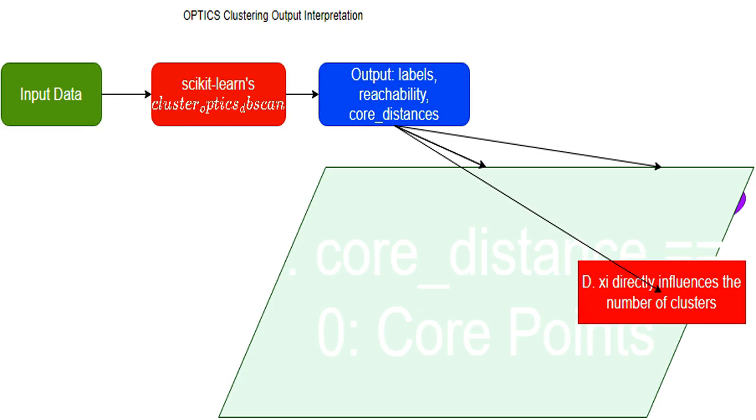If the core distance of a point is 0, it implies that the point is surrounded by at least min_samples, a parameter defining the minimum number of points required to form a dense cluster, other points that are closer than the point in question, implying a dense region. It's a core point because it's surrounded by others, acting as the center of a cluster. It is a vital part of a dense cluster and not noise or outlier.